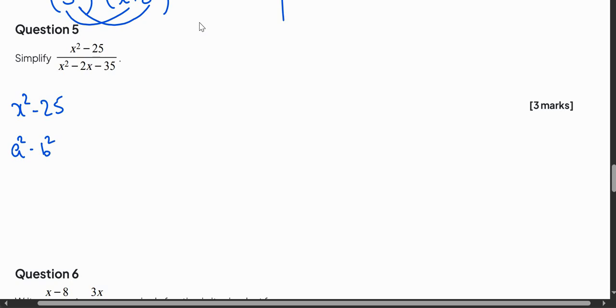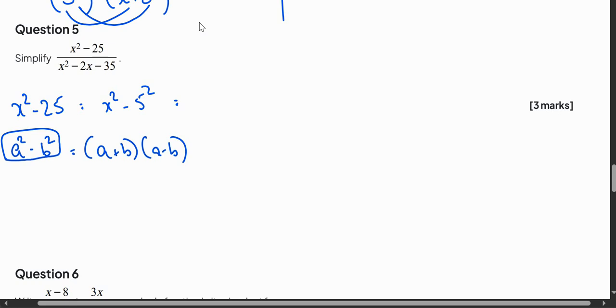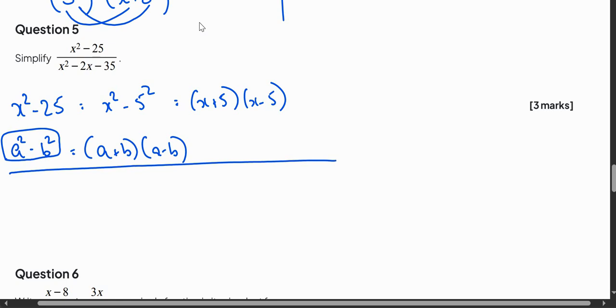So I can write x square minus 5 square, which means a square minus b square. A square minus b square means a plus b and a minus b. So x square minus 5 square will become x plus 5 and x minus 5. Then we have the next part, x square minus 2x minus 35.